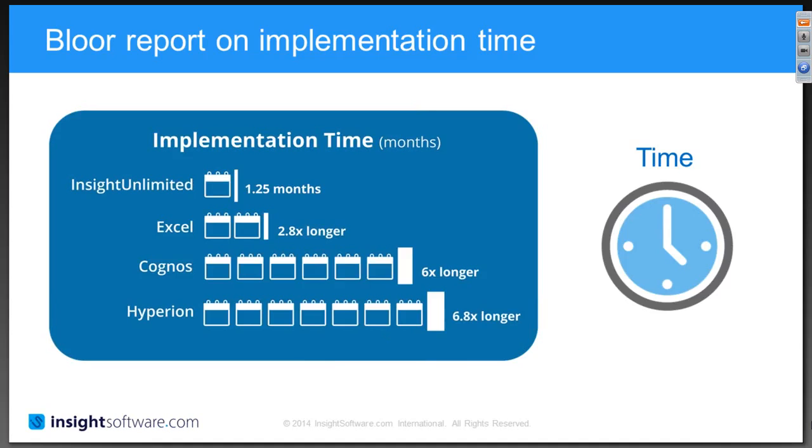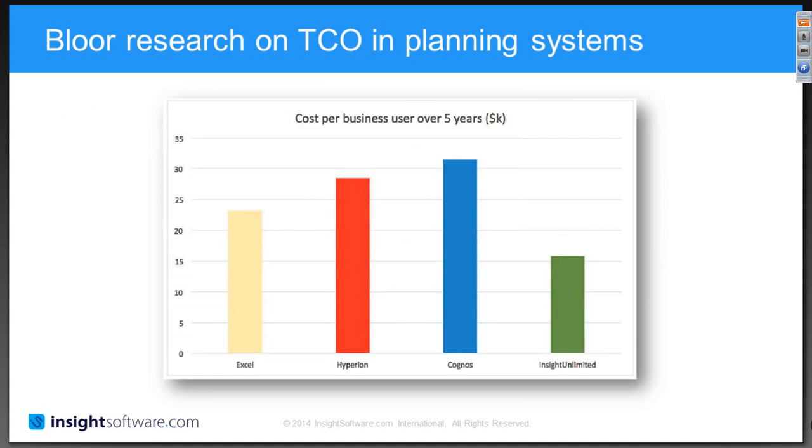And if we look at the PLAW figures on total cost of ownership over 5 years, Insight again comes out the clear winner. The surprising one for many people is the cost of Excel. Once you factor in the wasted employee time, the amount of rework that has to be done, the errors that are caused by having spreadsheets, then Insight is a clear winner for TCO.